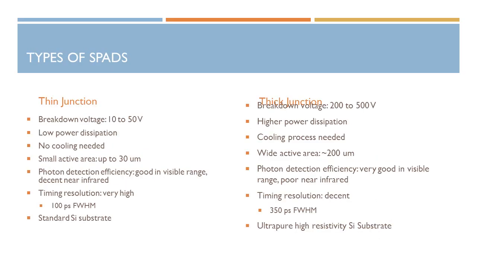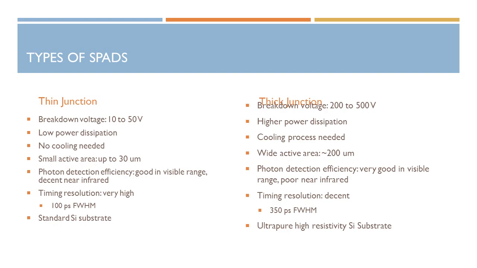There are also two types of single-photon avalanche devices, thin junction and thick junction. Both types have been improved with modern science to have low dark count rates, which decreases the noise in the output signal. For the thin junction diode, the breakdown voltage is much lower than for the thick junction. The thin junction's breakdown is in the range from 10 to 50 volts, while the thick junction's is from 200 to 500 volts. From the amount of voltage needed, we can see that the thick junction will have a higher power dissipation than the thin junction, and therefore requires a cooling process in order to keep the diode functional.